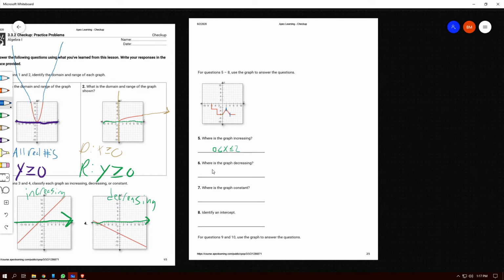So it's decreasing from x equals 2 to x equals 4. So it's decreasing in between this range from 2 to 4 of my x values. Again, I'm not going to say -3 to -6. I'm going to say my x value of 2 to my x value of 4 is where I'm decreasing.